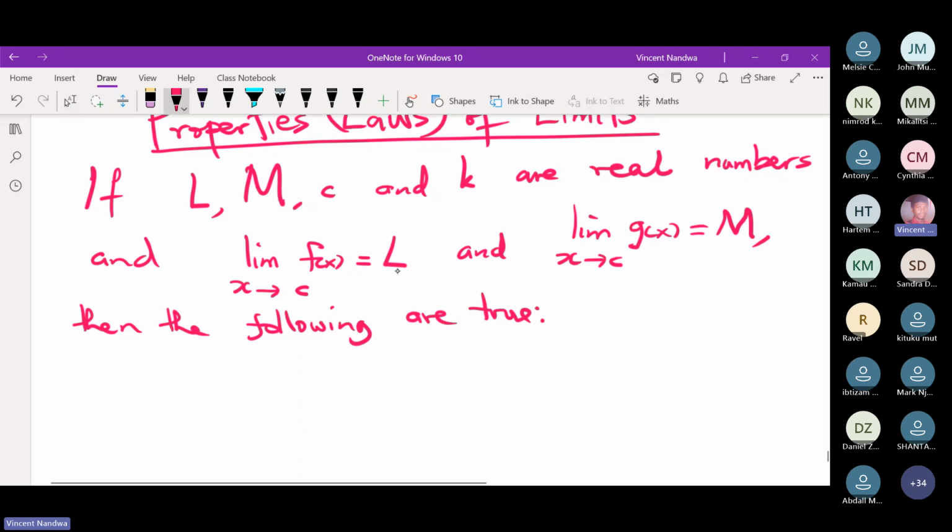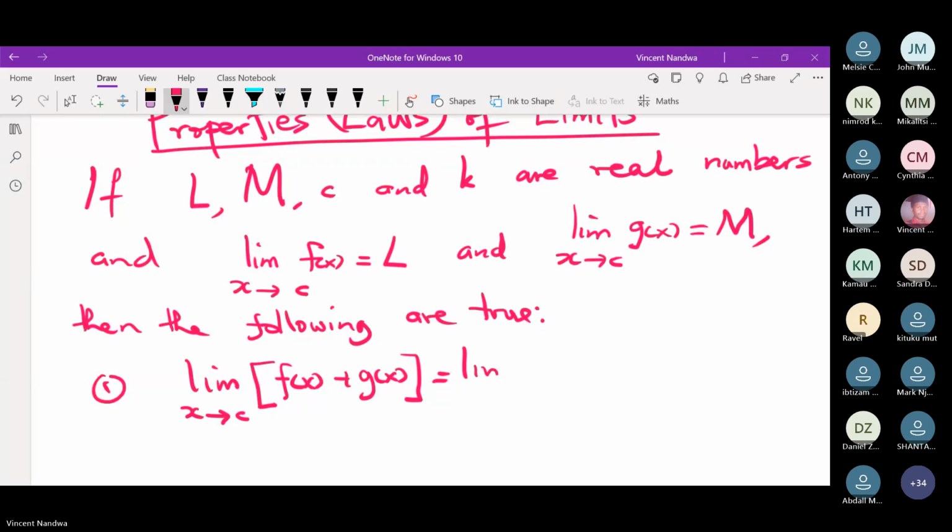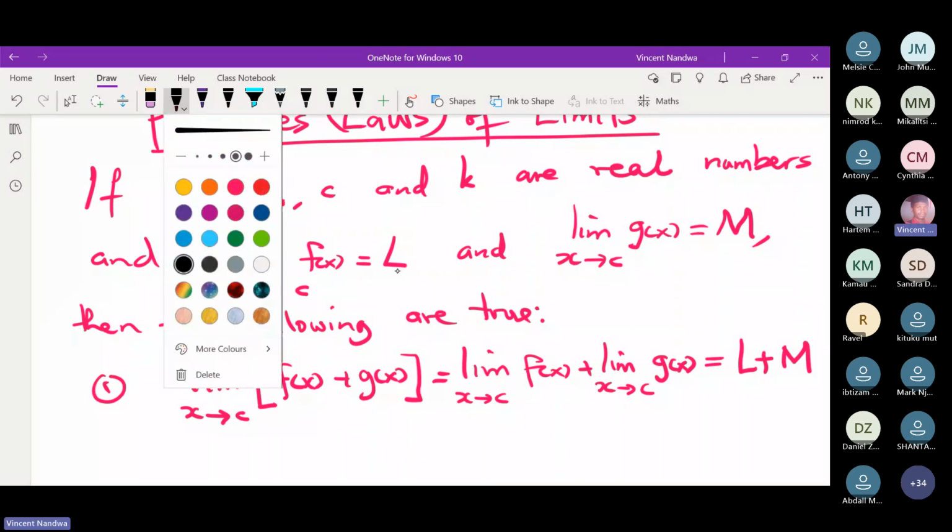So the first one is the limit as x approaches C of f of x plus g of x, which will be given by the limit as x approaches C of f of x plus the limit as x approaches C of g of x, which will be L plus M. So this is to say that if you know the limit of a function f of x as x approaches C, and you also know the limit of a function g of x as x approaches the same value C, then the limit of the sum of the two functions is the same as the sum of the limits. So we call this the sum rule.